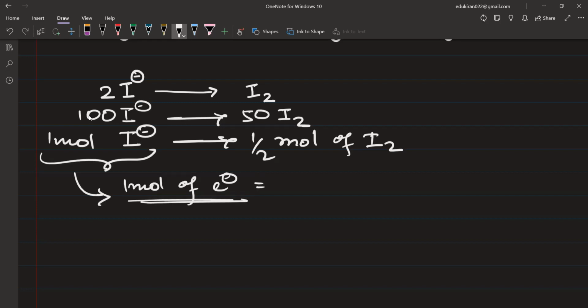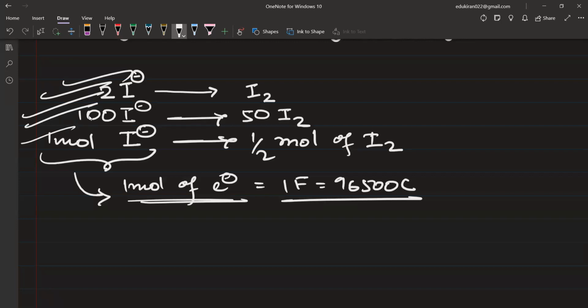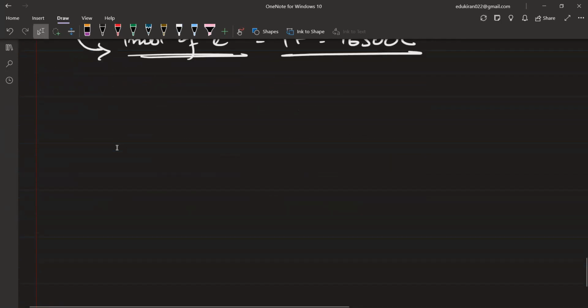And 1 mole of electron is equal to what charge? 1 Faraday, which is 96500 coulomb. Did everyone understand this till here? Yes or no? Please tell me, guys. All of you understood this whole thing? Yes, sir. Now let us suppose you have a question like this.